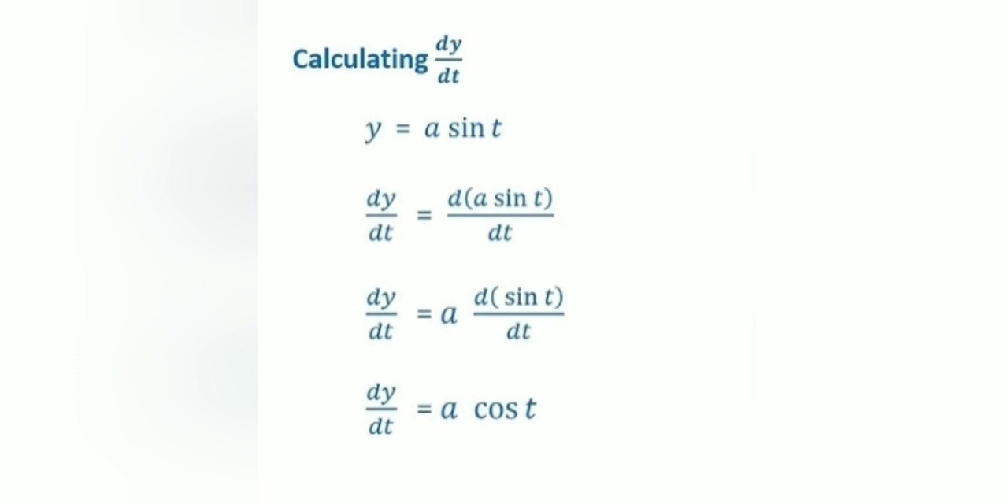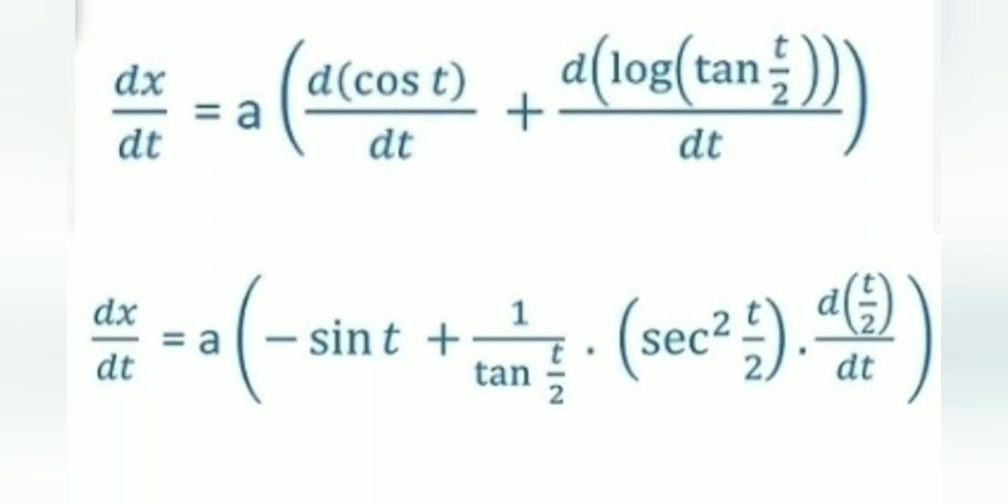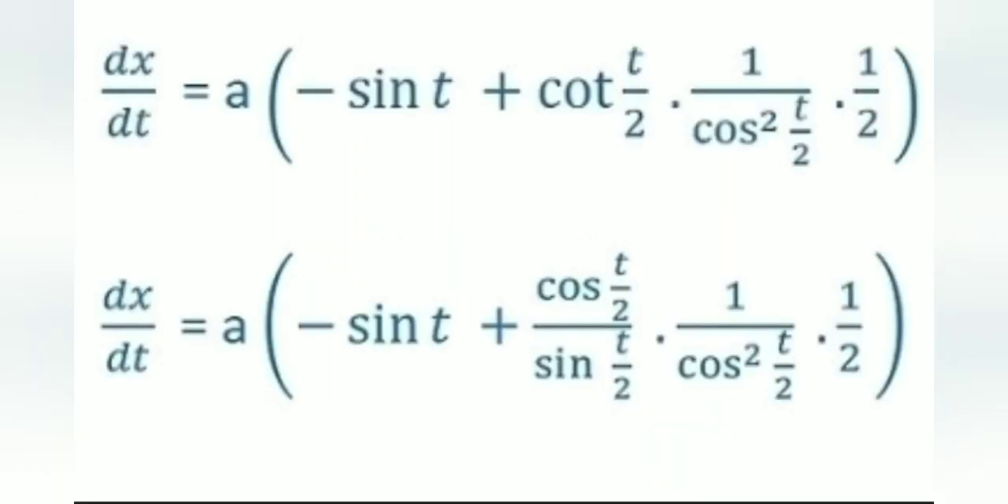Now we calculate dx by dt. x is equal to a times cos t plus log of tan of t by 2, and differentiation of cos t is equal to minus sine t, and differentiation of log of tan t by 2 is 1 by tan t by 2. Then differentiation of tan t by 2 is secant square t by 2. Then we have to again differentiate t by 2, and differentiation of t by 2 is 1 by 2. Now we can write 1 by tan of t by 2 is equal to cot of t by 2, and secant square t by 2 is equal to 1 by cos square t by 2. Further, cot t by 2 is equal to cos t by 2 divided by sin t by 2.